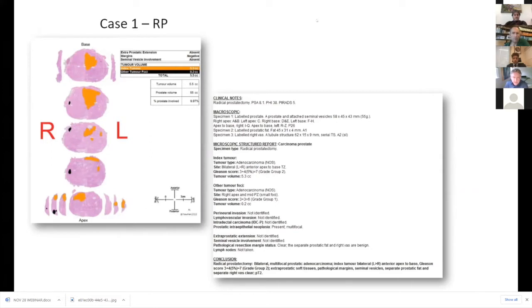Thank you, Andrew. We've got a question from one of our attendees. Do you mark the location of the peripheral zone on the pathology volumetric studies? No. You do? That's an interesting idea. Is that something you've thought about doing?